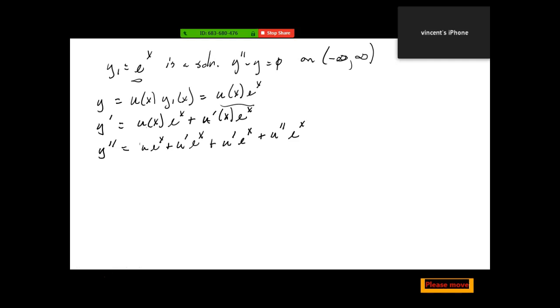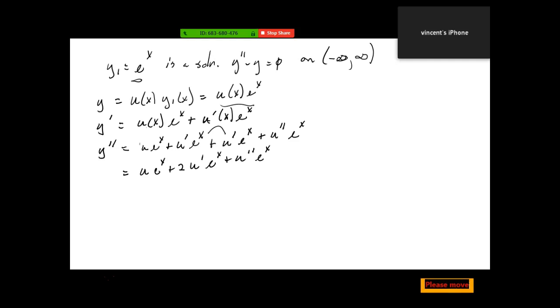Okay, so that's our second derivative. But look at here, these two terms are the same, so we can shorten this ever so slightly to be u e to the x plus 2 u prime e to the x plus u double prime e to the x. Okay? So there's your second derivative.